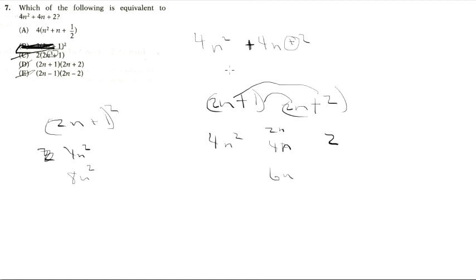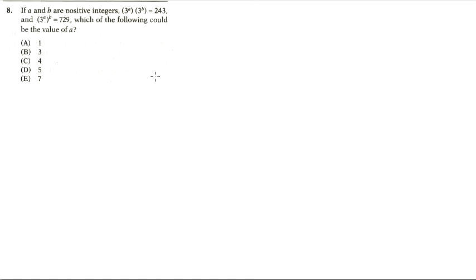So 4, take it out of here, you get an n squared. You take it out of 4n, you get an n. And then to take 4 out of 2, you end up with a half, with this here as the answer. A and b are positive integers.